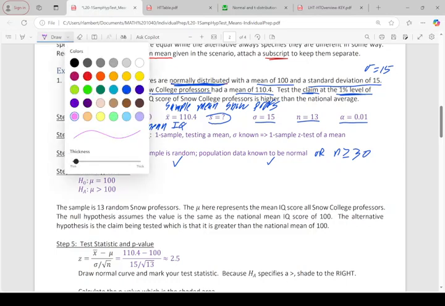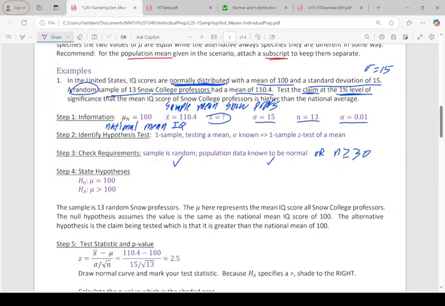Let's see. Here's a claim that the mean IQ of Snell professors is higher. So higher is going to translate to a greater than. So down here, this becomes our claim. The claim typically becomes the alternative hypothesis. So this mu represents a different population than this mu.